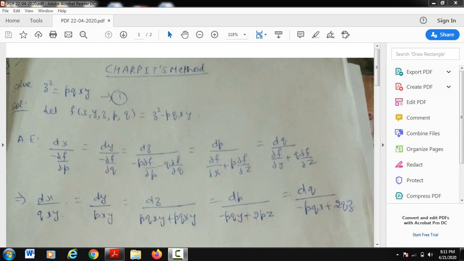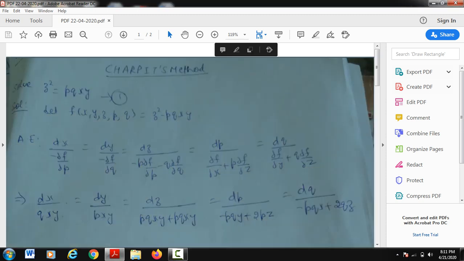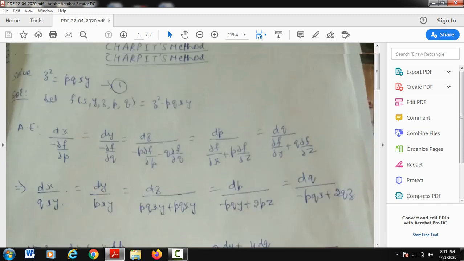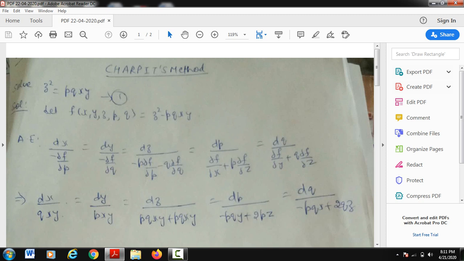After that you will use the result dz equals ∂z/∂x dx plus ∂z/∂y dy. ∂z/∂x means p and ∂z/∂y means q, so you will use the relation dz = p dx + q dy. After putting these values of p and q, you will separate the variables, and on integration you will get the required solution. So this is Charpit's method, and this is how it is useful to solve partial differential equations. I will explain this method with the help of an example also.